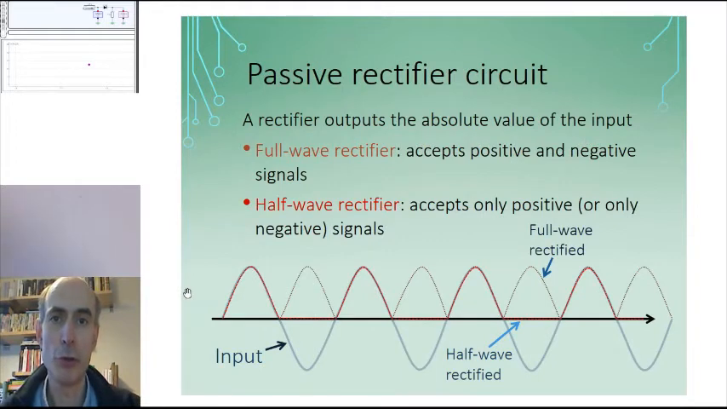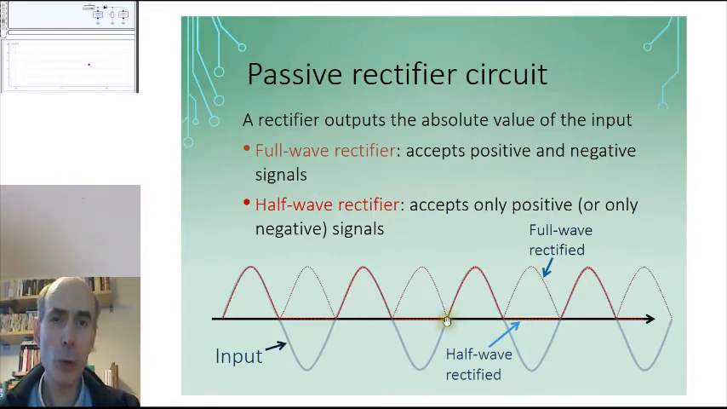There are two basic forms of rectifier circuit, the half-wave rectifier and the full-wave rectifier. The half-wave rectifier is only sensitive to one polarity of input signal. In the diagram here, this is the half-wave rectified signal. It follows the input up, but when the input goes negative, the output of the half-wave rectifier just carries on at zero. So it allows positive voltages to go through, and does not allow any negative voltage to go through at all.